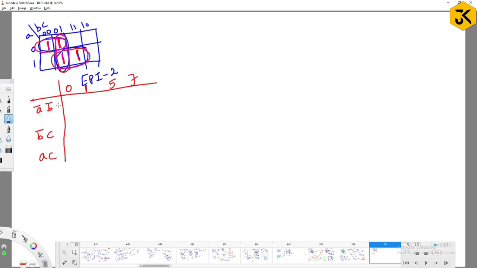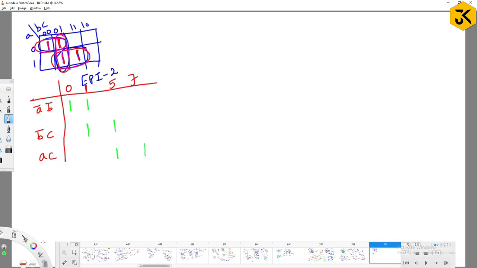Right? So now once you have written like that, try to represent for what reason you got A bar B bar. Because of the combining of 0 and 1, you got A bar B bar. What is the reason for getting B bar and C? Because of the combining of 1 and 5. What is the reason for getting AC? You are getting it because of 5 and 7.